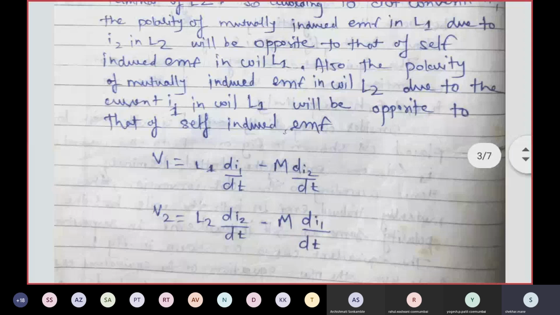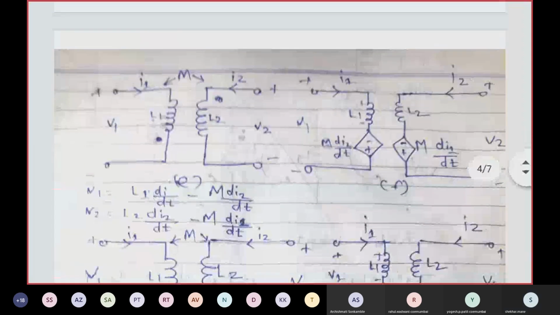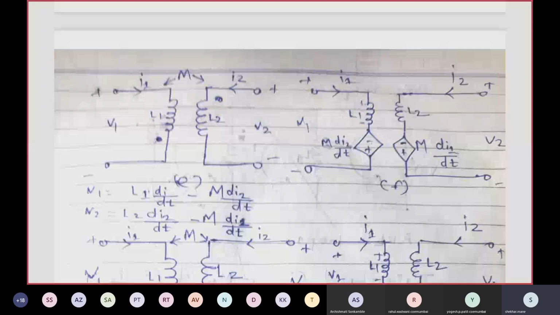Similarly, you can see this case also. Current I1 is now leaving that coil and current I2 is entering into the coil. So here also the polarities are opposite, as one current is leaving and the other current is entering the coil. That's why mutually induced EMF has the opposite polarity to that of self-induced EMF. These concepts are necessary because we have to solve problems based on this.